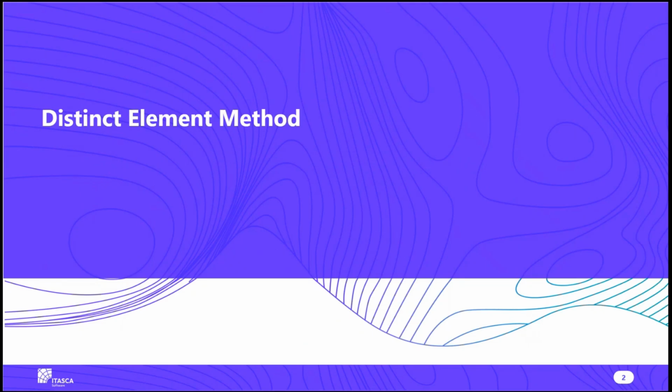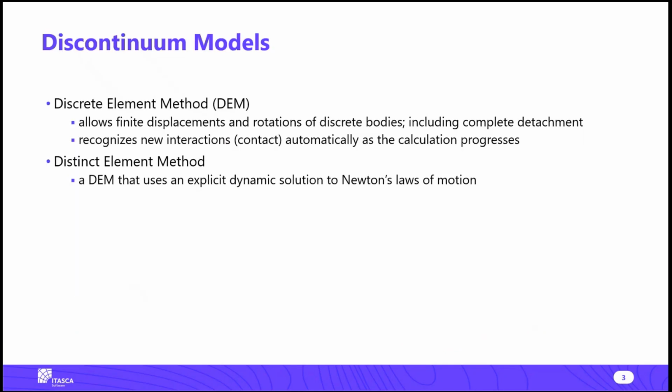First, I'll just talk a little bit about the distinct element method. If you are familiar with continuum models, 3DEC is something slightly different. It's really a hybrid method that includes continuum and discontinuum. The discontinuum part you may be less familiar with. So the terminology here is, you will often hear the term discrete element method. And what this means is it's a numerical technique that allows finite displacements and rotations of discrete bodies, including complete detachment. And critically, it also recognizes new interactions or contacts automatically as the calculation progresses.